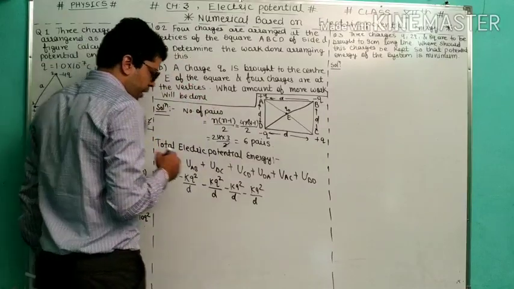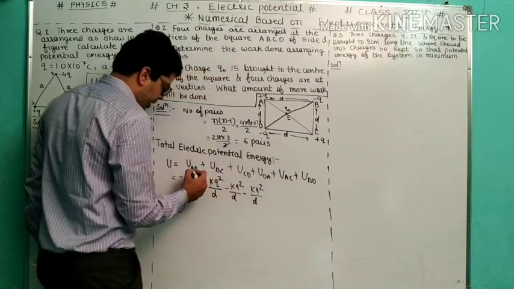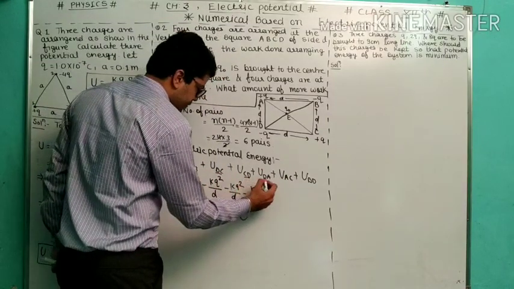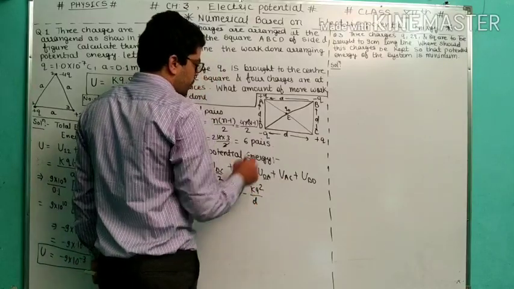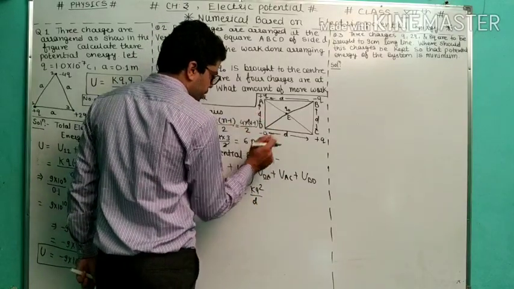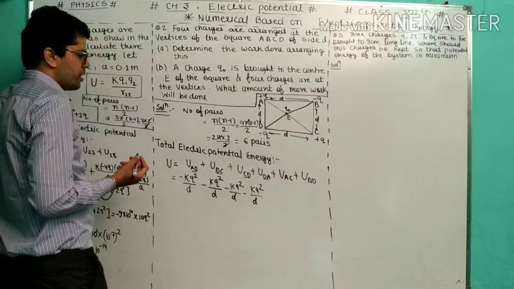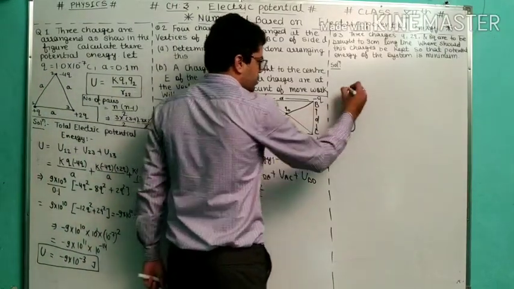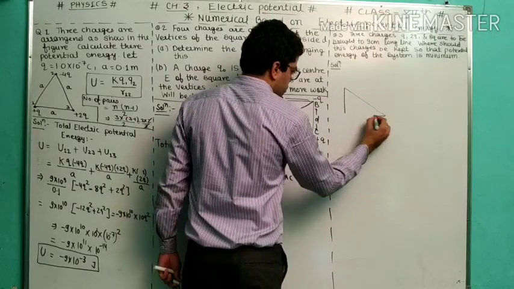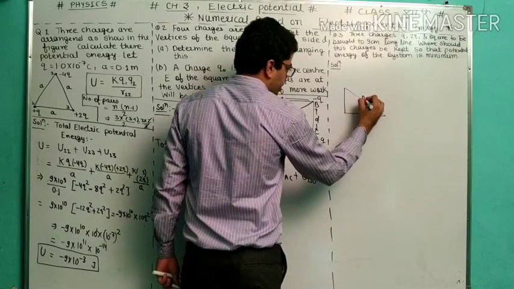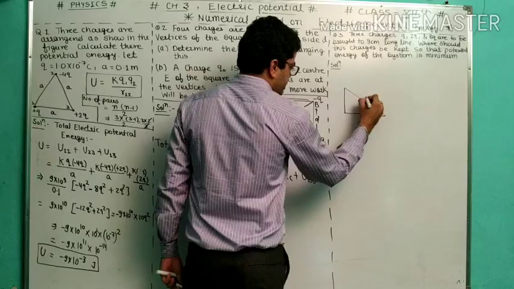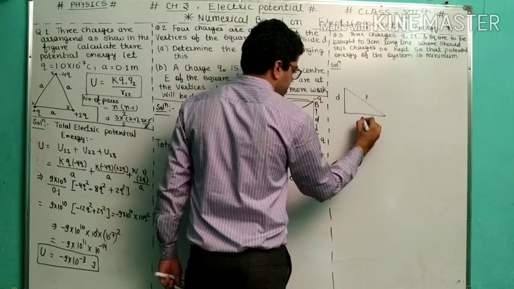Now we are going to find out AC. AB we got, BC we got, CD we got, and DA we got. Now for AC we have to find D square plus D square. I am just doing it roughly, so you can understand the idea. This is your diagonal, we have to find out the value of this. It is D and it is D.